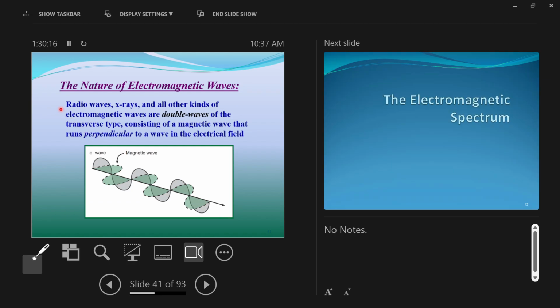So, radio waves, X-rays, all electromagnetic waves are double waves, in the electric and magnetic field. There's a magnetic wave up and down one way, and there's an electric wave going in the exact perpendicular direction to it. They're a double wave consisting of one electric wave and one magnetic wave, so we call them electromagnetic waves. They're transverse waves because they move in a direction, but the waving actually goes perpendicular to the direction of movement.